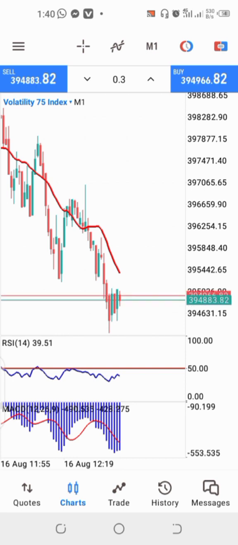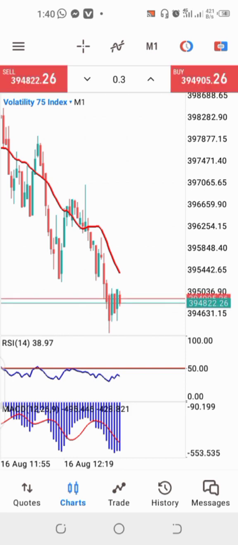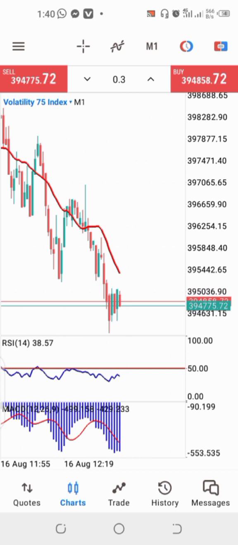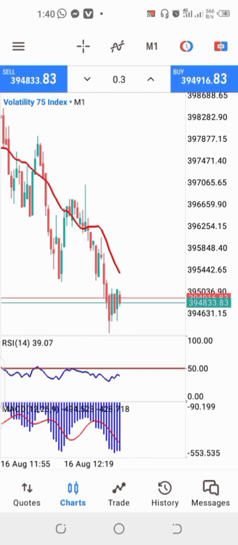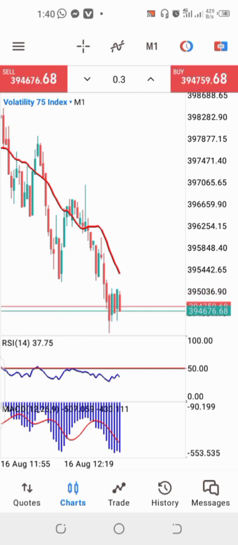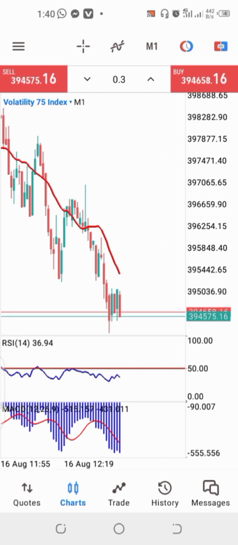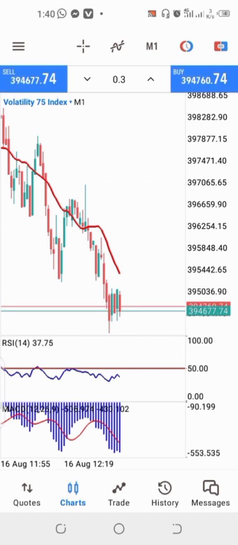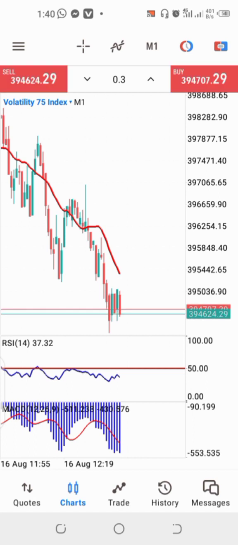Today, we're going to be discussing my simple secret strategy, and we're going to be applying that on volatility 75, as you can see on the screen. Now, this strategy is a scalping method that I have come to realize is really profitable when you apply it as I'm going to teach you.